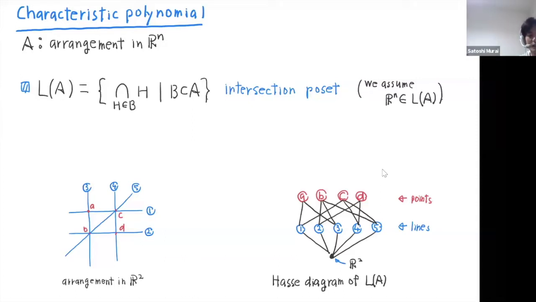Yeah. I mean, it's just a technical reason, so it doesn't really matter to consider the empty set. Actually, you're right. It's just not important in this case. Any other questions?